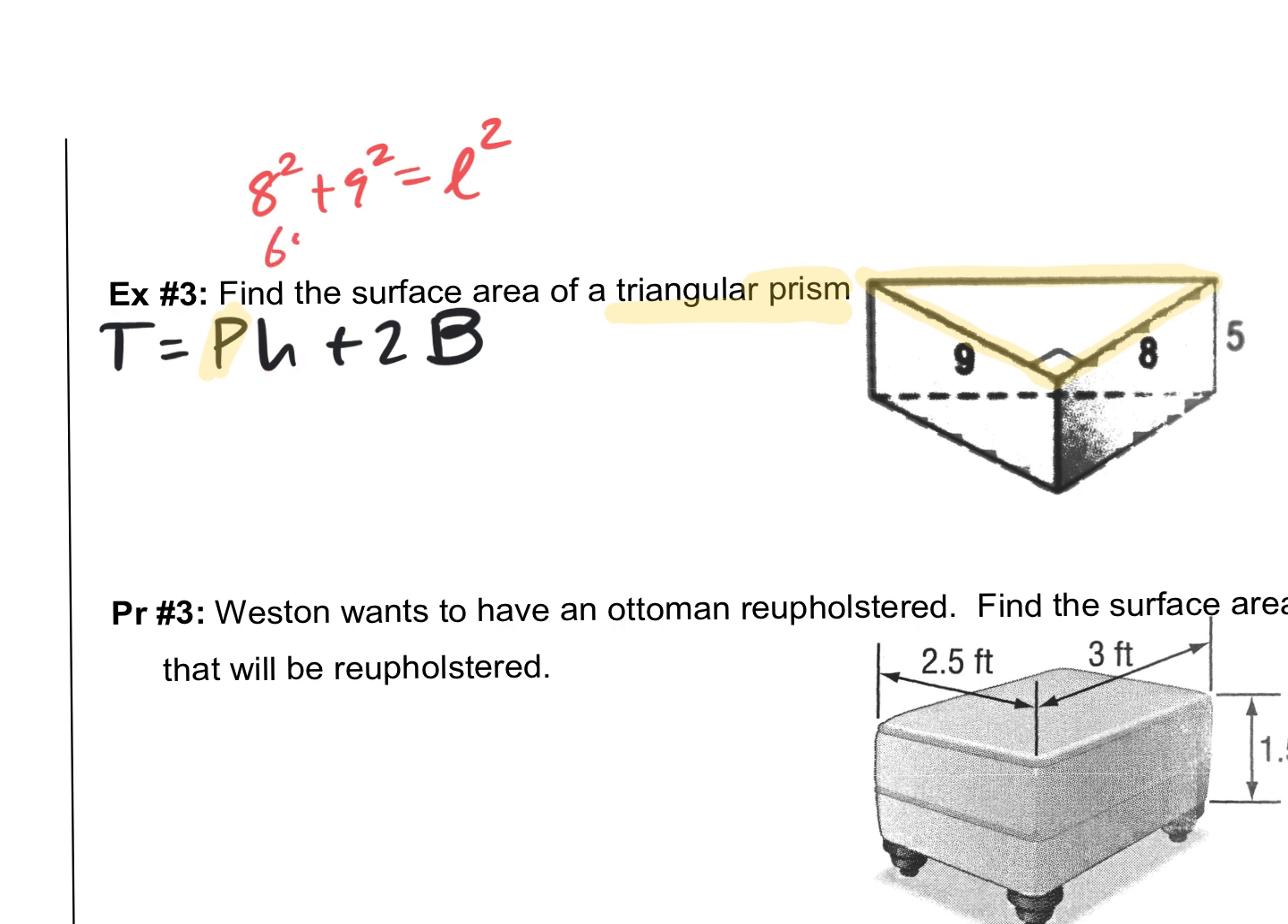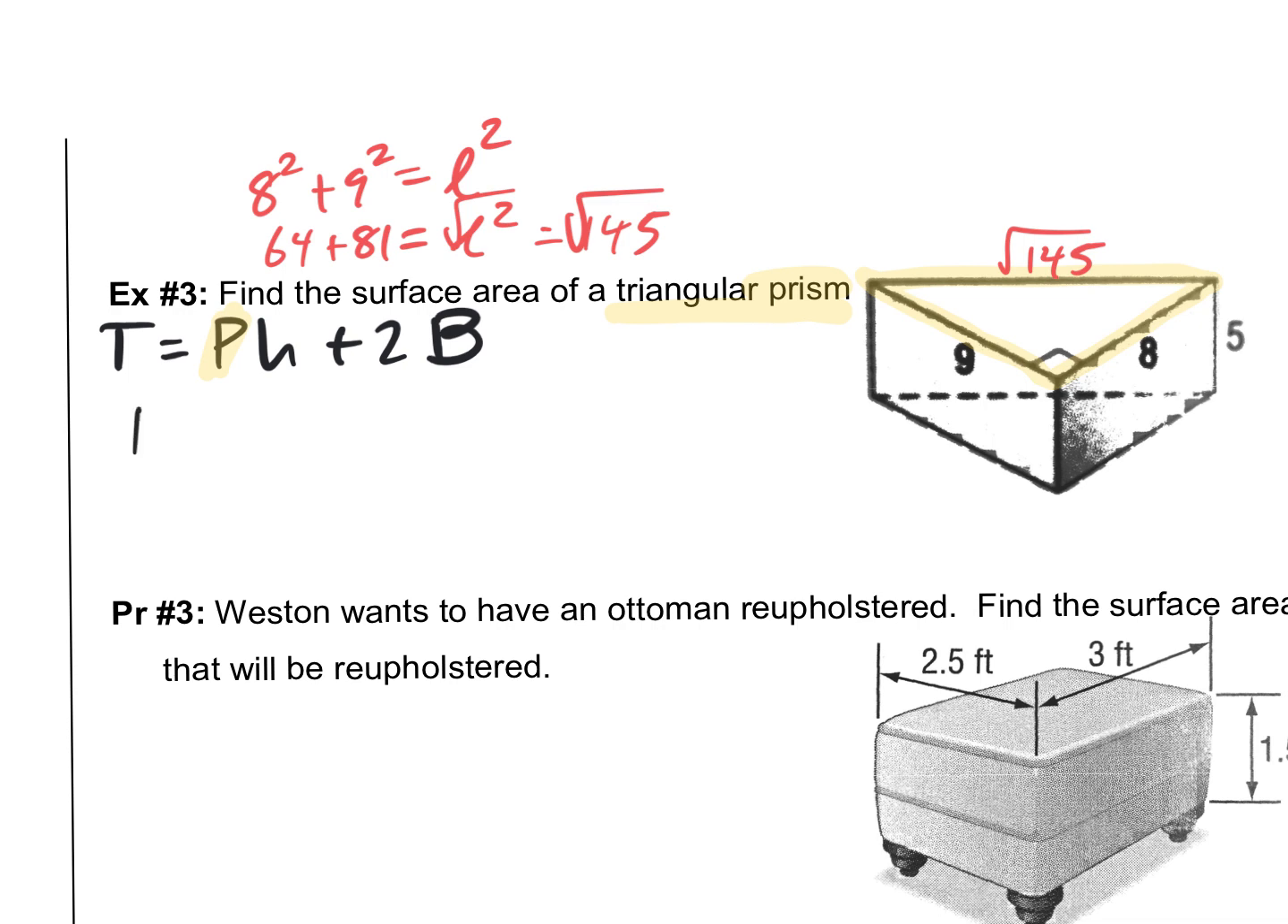So 8 squared is 64, 9 squared is 81. 64 plus 81 makes 145. And basically I'm going to have to take the square root of both of these. Now that's not a perfect square, so I'm just going to write that that's square root 145. I'm just going to leave it exactly like that. No need to simplify it or anything for now because I'm plugging it into a big old formula anyway.